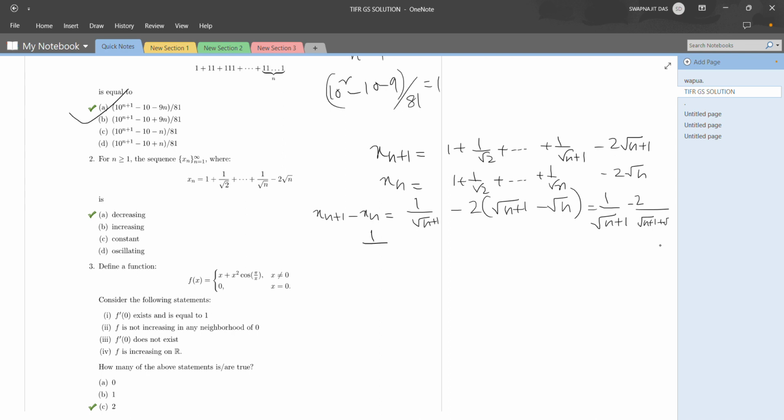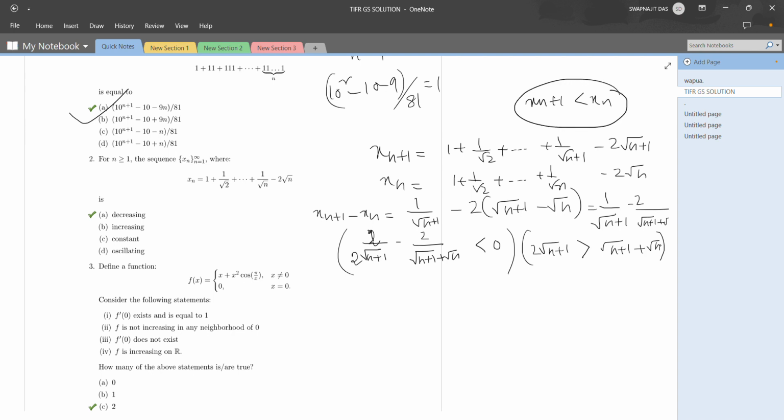So you can easily check that 1 by root n plus 1 minus 2 by root n plus 1 plus root n is less than 0, because this is equal to 2 by 2 root n plus 1 minus 2 by root n plus 1 plus root n, and 2 root n plus 1 is greater than root n plus 1 plus root n, because root n plus 1 is greater than root n. So this is less than 0. That means xn plus 1 minus xn is less than 0. That means in particular xn plus 1 is less than xn. That means it is decreasing.